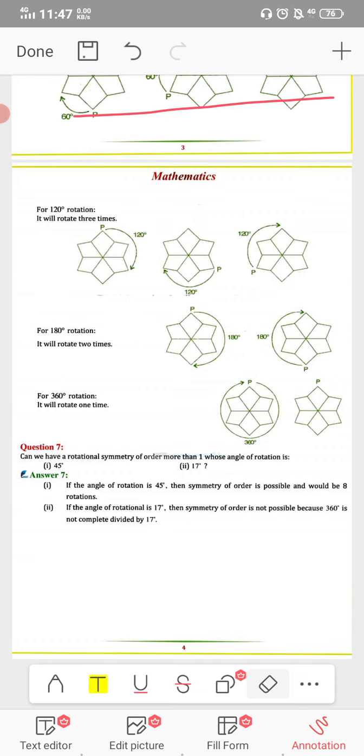That means if you have to find out the order of symmetry, that particular given angle must completely divide the 360 degree angle so that we can get the order of symmetry.